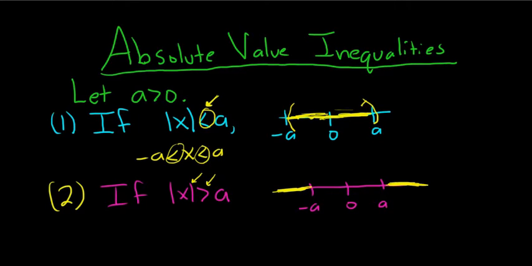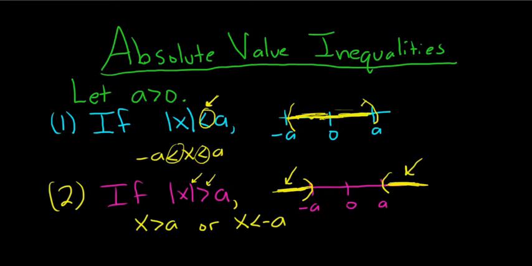And we have a greater than symbol, there's no equal to part. So it's parentheses. So that means x could be over here. In that case, x is bigger than A. Or it could be over here. So in this case, x is less than negative A.